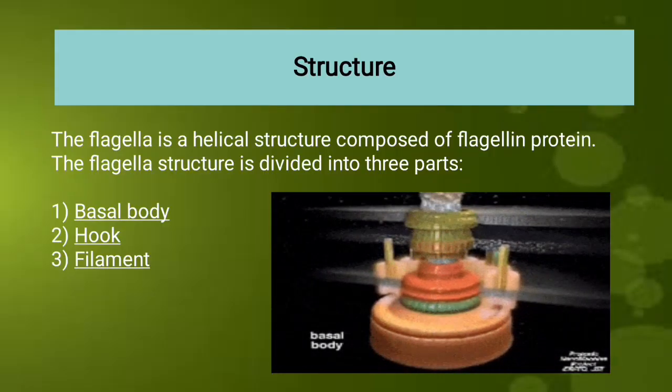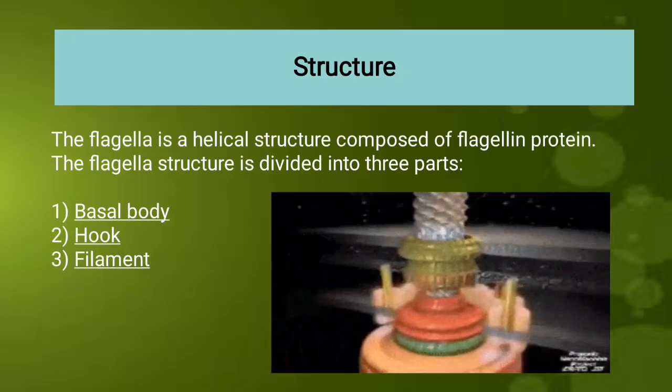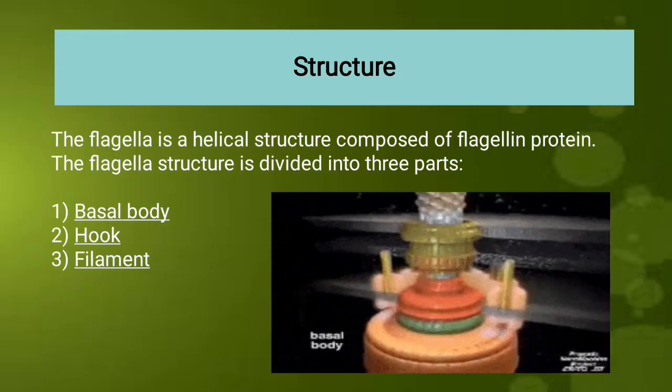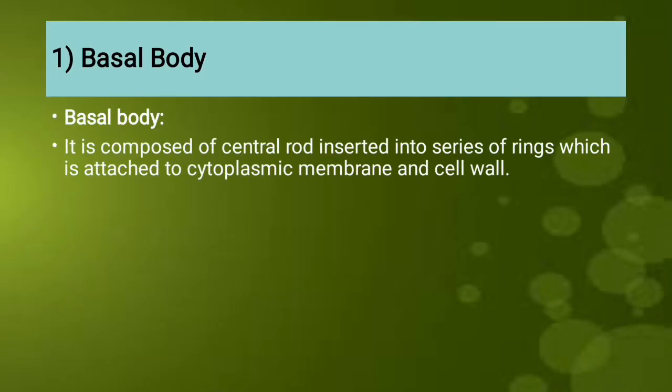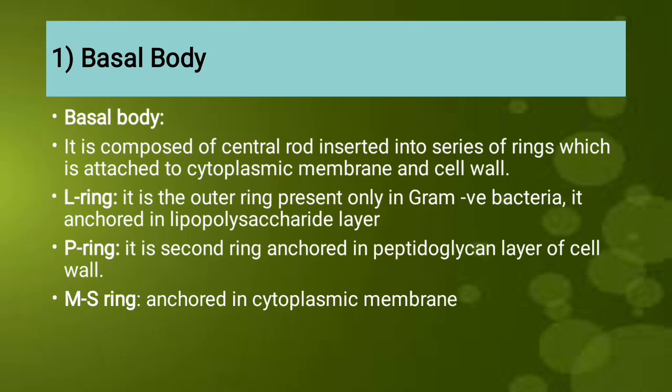The flagella structure is divided into three parts. Here you can see the GIF representation of those parts: basal body, hook, and the filament. Basal body: it is a center rod inserted into a series of rings which is attached to the cytoplasmic membrane and the cell wall. These rings include the L ring, P ring, MS ring, and the C ring.